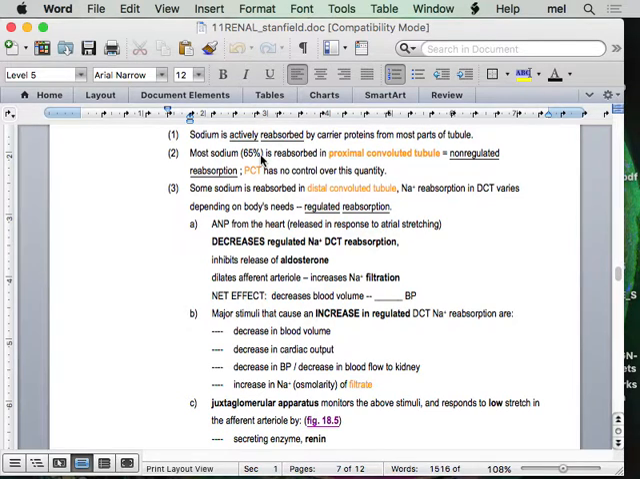So it hits it twice, right? It says more sodium out, less sodium reabsorbed, right? So it's really effective about what it's actually doing. So it hits filtration and reabsorption. It hits both of them. And it also inhibits aldosterone release. So that's what ANP does. That's how it does its job.